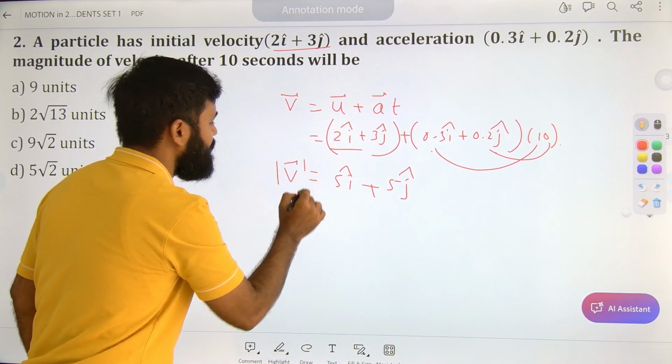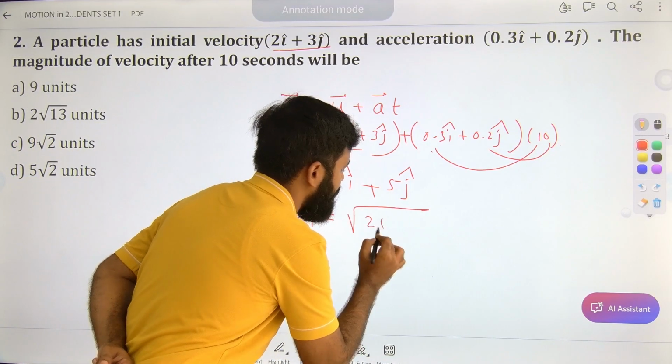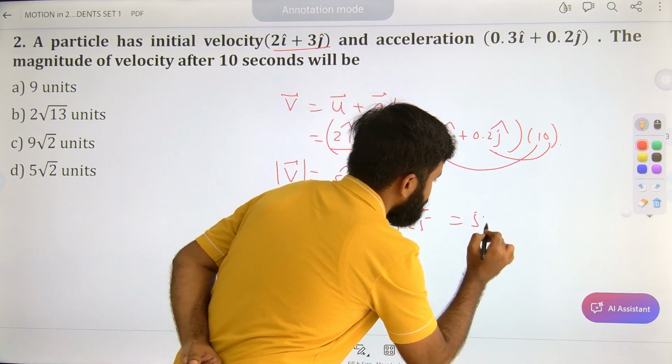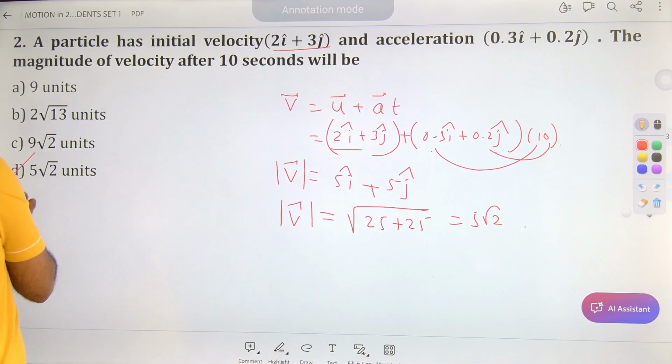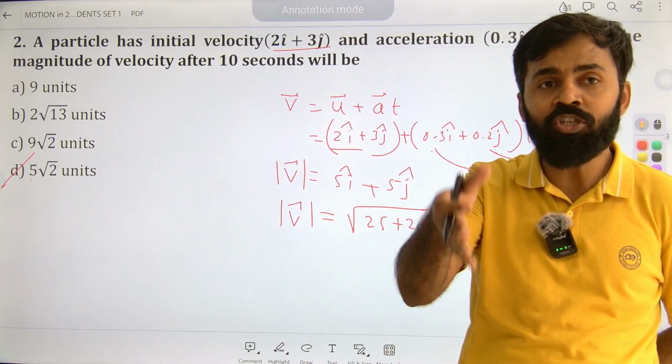Right, this is your velocity, and find the magnitude here. Magnitude is root of 25 plus 25, which is 5 root 2, and your answer is 5 root 2 units. Right, that is how you should be doing.